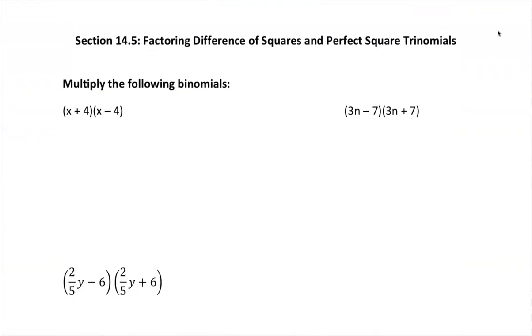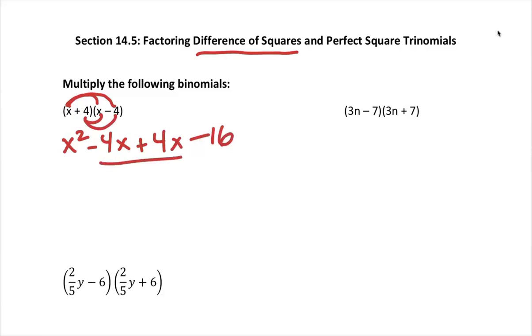So we actually dealt with this a couple sections ago. We looked at it as a special pattern. Remember that we called these conjugates, and we noticed that when we multiply conjugates together, the two middle terms will cancel. Let's just see how that plays out. x times x, x squared. x times negative 4 is minus 4x. 4 times x is plus 4x, and then 4 times negative 4 is minus 16. Those two middle terms are like terms, so we combine them, and in this case, they cancel, so we're just left with x squared minus 16.